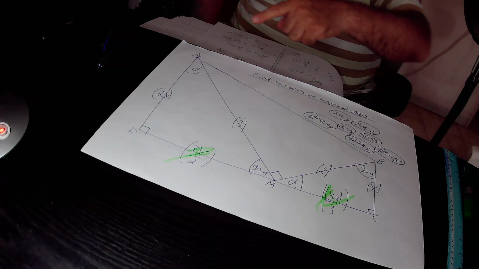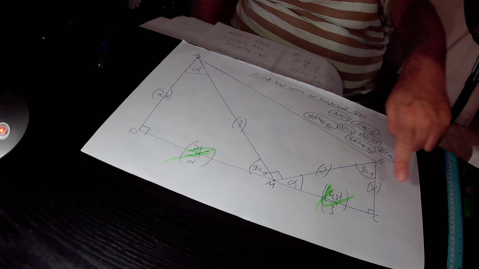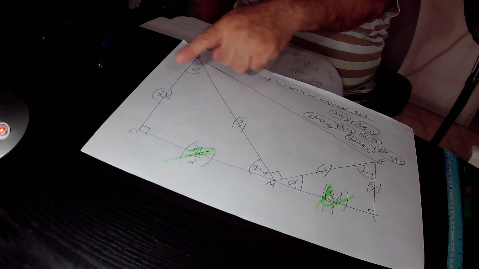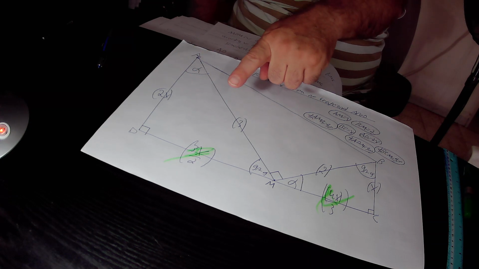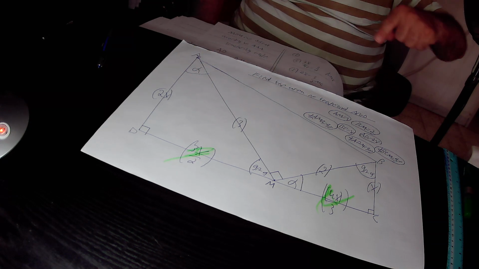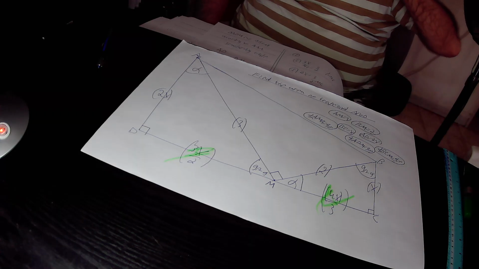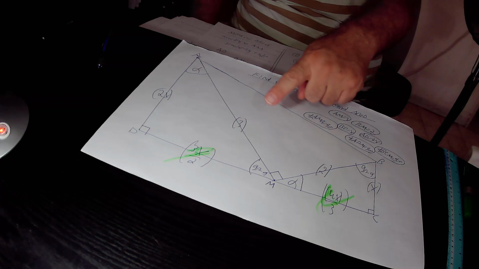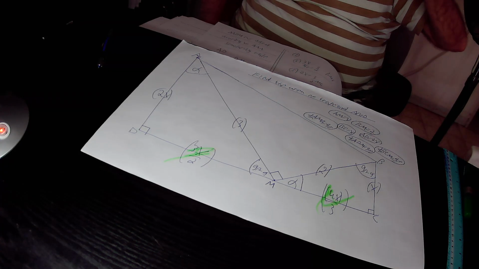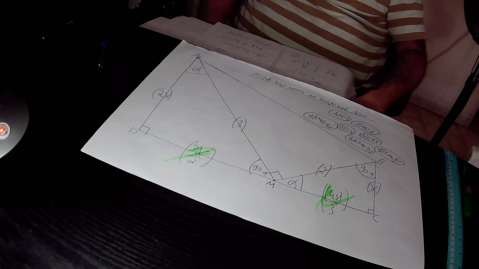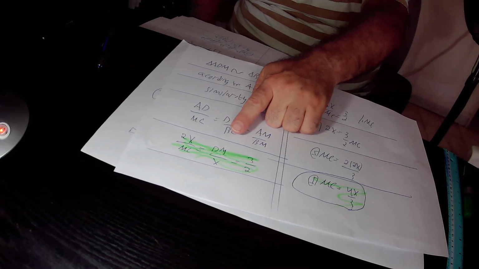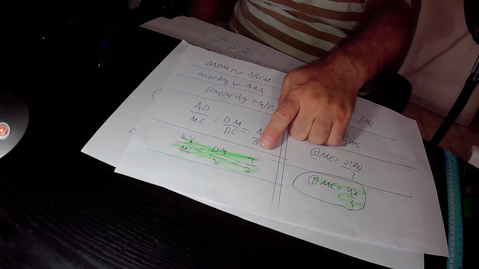AD is 2x over MC. MC is the missing side, so we leave it as it is. And it is equal to DM. DM is also the missing side, so we leave it as it is. Over BC. BC is x. And it is equal to AM. AM is 3 over BM. BM is 2. So in total, we found out that 2x over MC equals DM over x equals 3 halves.